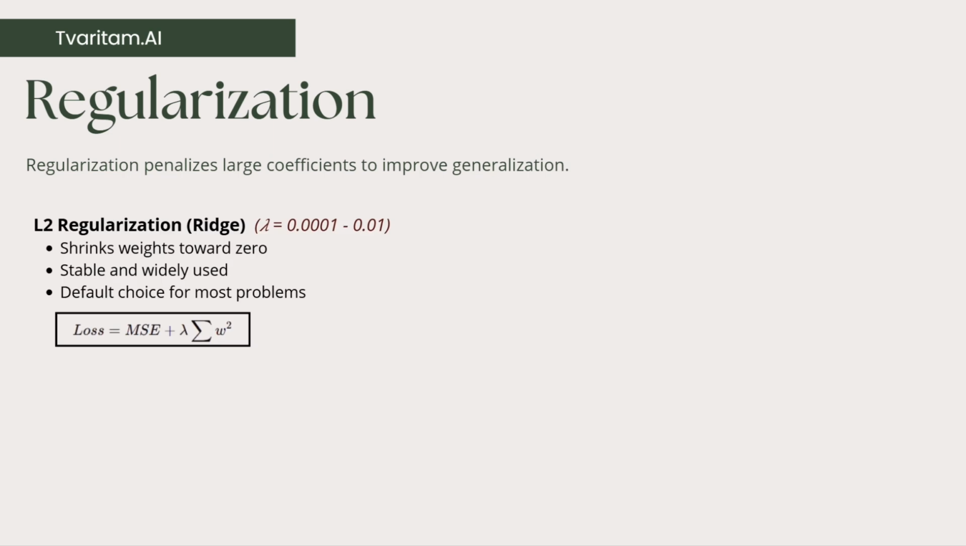One of the commonly used regularization methods is L2 regularization. Here we add the squared sum of weights to the loss function controlled by a parameter alpha. This shrinks weights towards 0 and prevents any single feature from dominating. It is stable and widely used and often the default choice for regularization in linear regression.